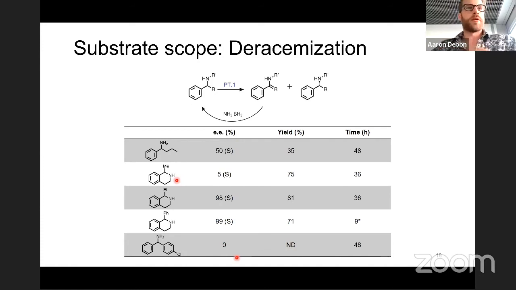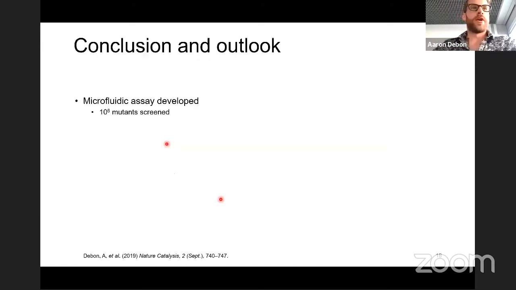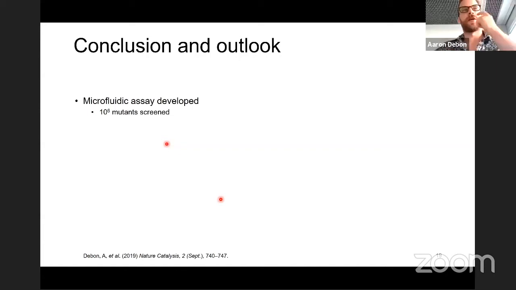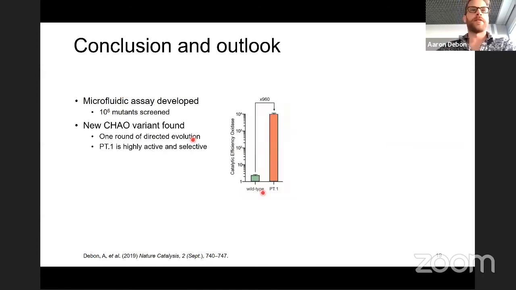So I already come to my conclusion. What you saw is we have this microfluidics as they developed. We screened around 1 million variants of cyclohexylamine oxidase with it, and we found this new variant which has 5 mutations. In a single round of evolution, we took an enzyme that was unreactive towards our substrate and made it into a viable catalyst that could be used for synthesizing 2 APIs in very high stereoselectivity.